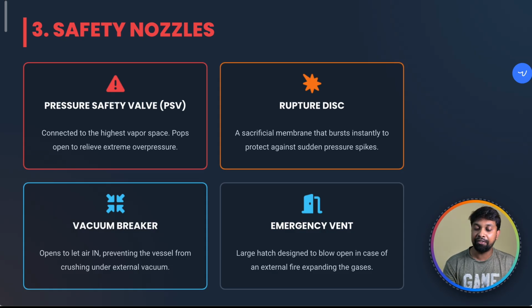Actually, for safety nozzles, we have pressure relief valve, rupture disc, vacuum breaker, and also emergency vent. As I told, the pressure relief valve we have already discussed in my previous video. If you haven't watched my previous video, please watch that video. Pressure relief valve is normally used to relieve extreme overpressure in the pressure vessel. And rupture disc is a sacrificial membrane that bursts instantly to protect against sudden pressure spikes.